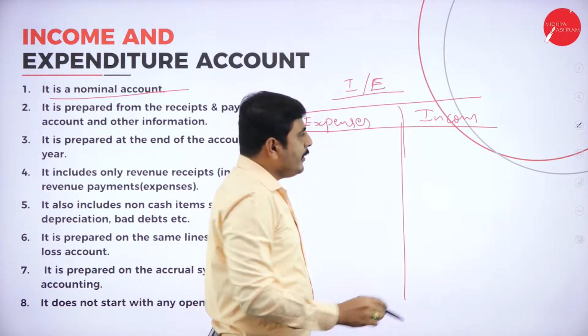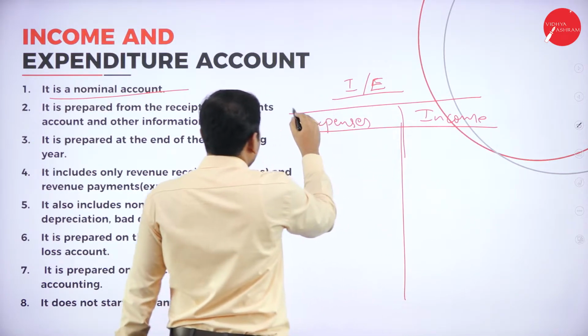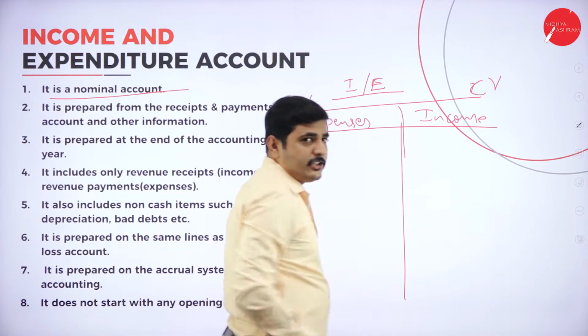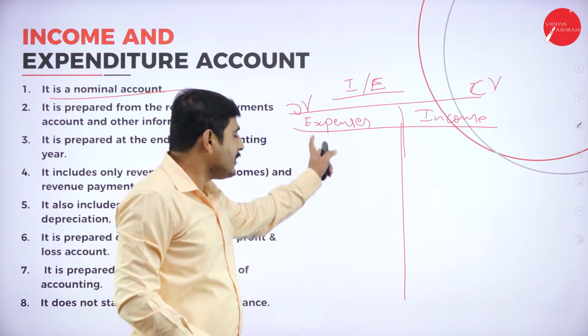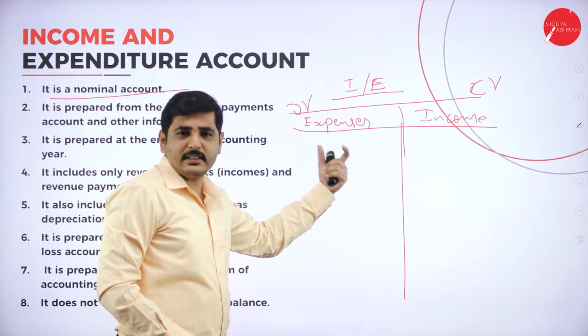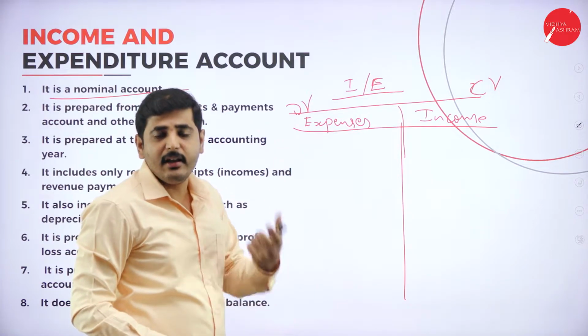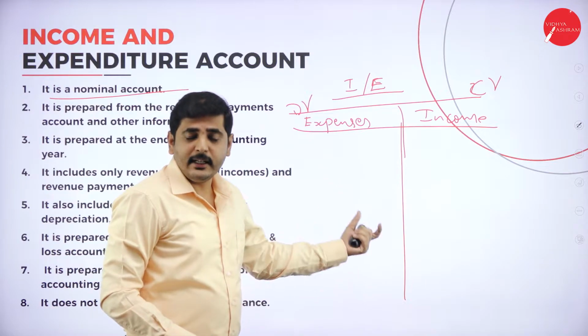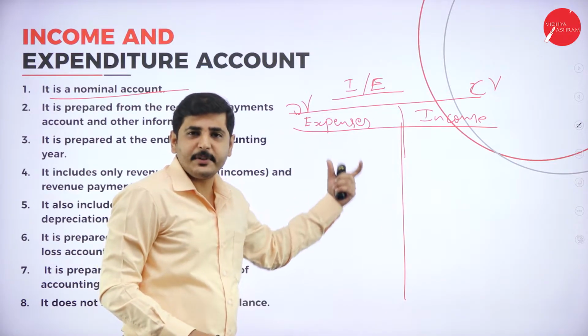Why are we showing income in the credit side? The nominal account says debit all expenses and losses, credit all incomes and gains. So what are the expenses? For example, salary paid, rent paid, and other maintenance charges paid. So all expenses should come here.